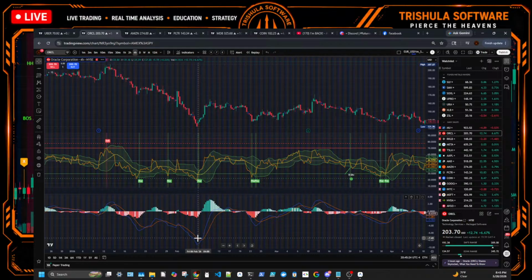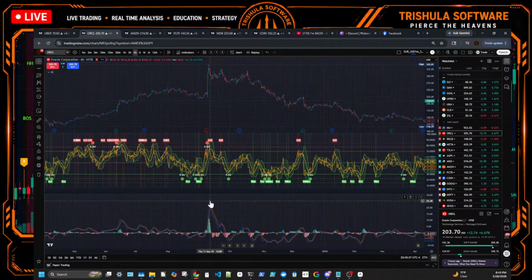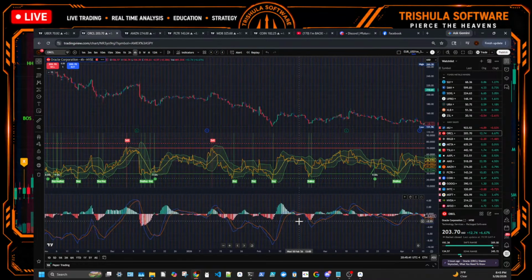And you have to do it based on the actual depth of where these lines cross. The further away these lines cross from this histogram, whether bearish or in this case bullish, will tell you everything and will save you tons of money trading.